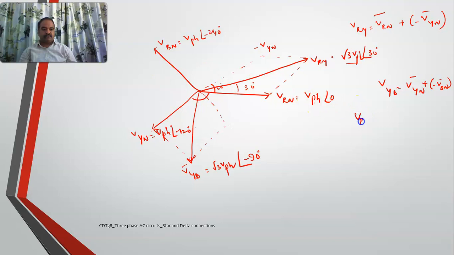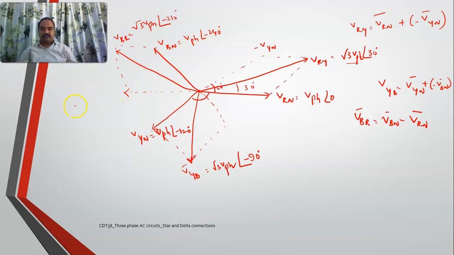Similarly, VBN minus VRN. So it is VBN minus VRN, and if I join these two, okay, this is my VBR. It is root 3 V phase. It has an angle of minus 240, and 30 ahead is minus 210. Right. This is the right one.